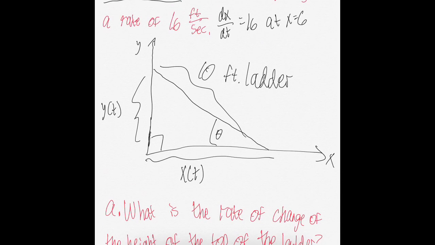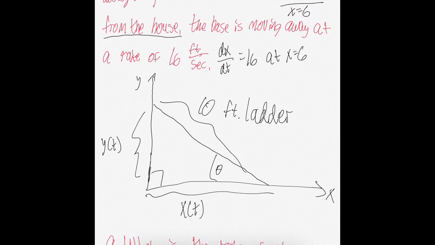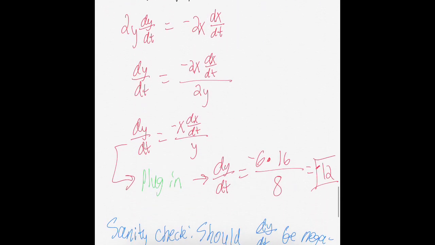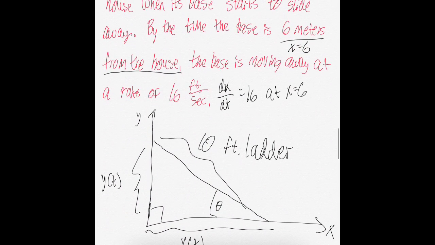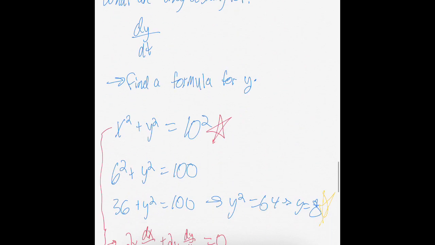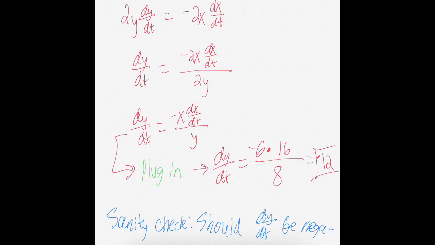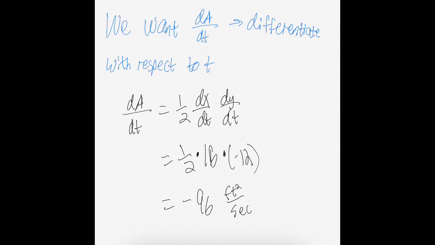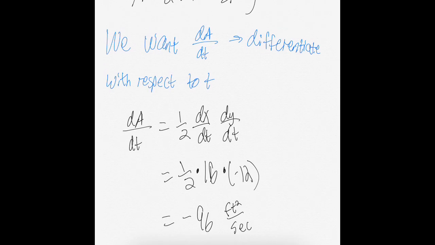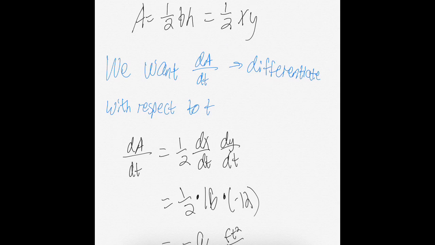And so choose an equation with respect to t and solve for dA/dt. Yeah. dx/dt, we are told that x equals 6. Yeah, dx/dt is 16. And the -12 for dy/dt is certainly correct. So dA/dt equals 1/2 times 8 times -12.